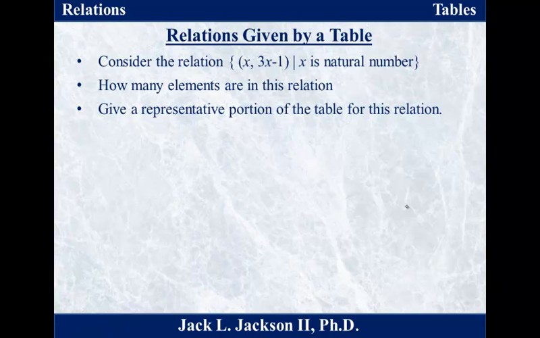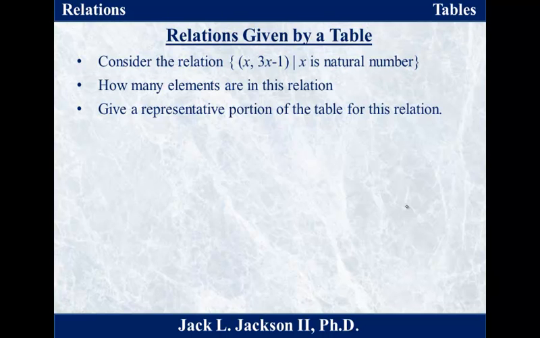Consider the relation, the set of all ordered pairs of the form (x, 3x - 1), where x is a natural number. How many elements are in this relation? Then give a representative portion of the table for this relation. Well, since x can be any natural number, there are what? Infinitely many points in this relation, but we can write down part of them. So why don't you write down, say, the first part of this table with the lowest x's and write out several elements.